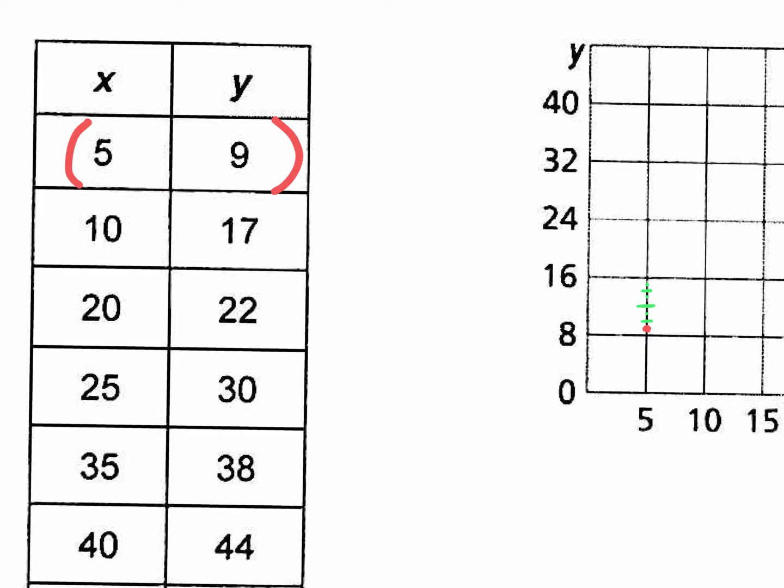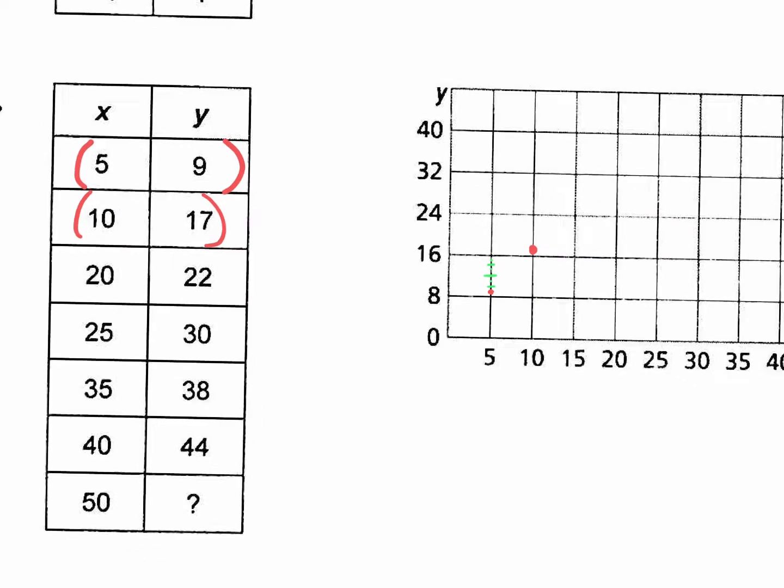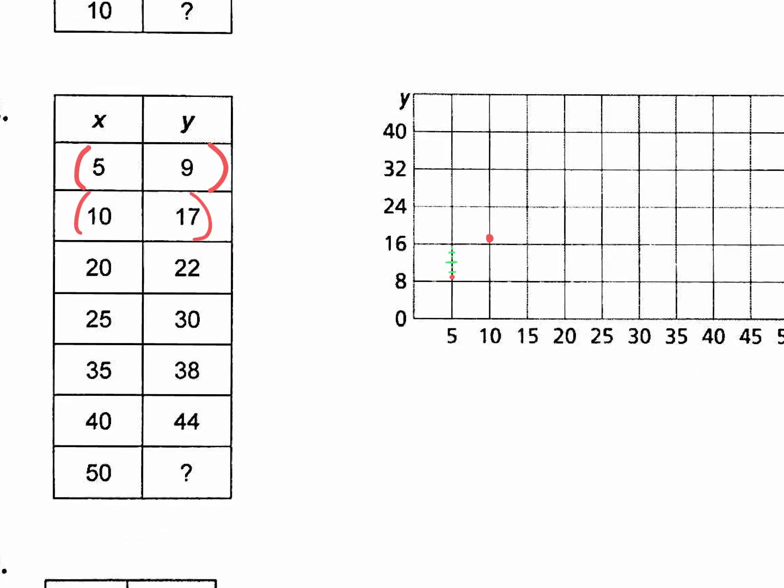Second coordinate will be 10, 17. 10 on the x, 17 on the y. It's going to be slightly more than 16, ridiculously close. But don't go up halfway. Remember, it's going by 8, so 17 will be ridiculously close to the 16. What I would like you to do is plot the rest of these points. I'm going to pause right now and let you plot these points, and then I'll continue the video with everything plotted.